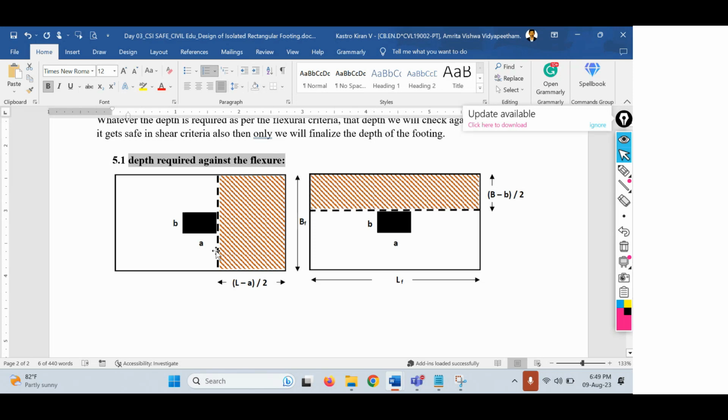Before that, what we have to do is calculate the projected length along the length and width. So what is this projected length or projected span? If you take along the length, the projected span or projected length along the length direction of the footing equals L minus A divided by 2. So we have to find out this length.